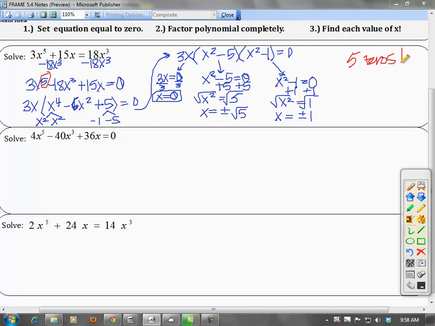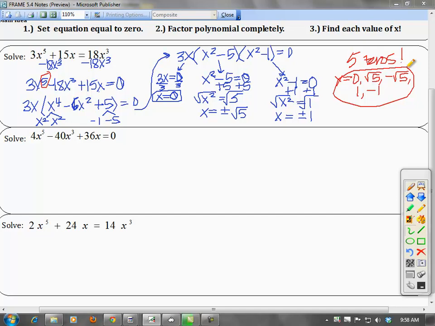Okay? Do I? Well, I have one where I said x equals 0. I have a positive square root of 5, and I had a negative square root of 5. And then from this one, I had a positive 1 and a negative 1. As long as I end with 5 zeros, then I'm good because my degree was 5 to begin with. I found all 5 zeros, so my answer is done. There you go.